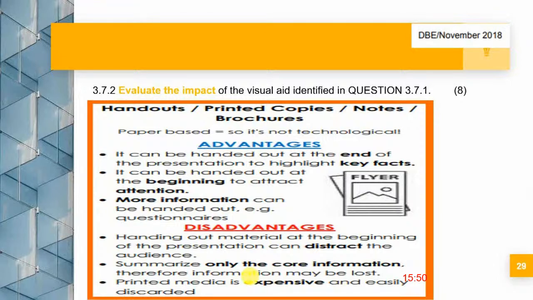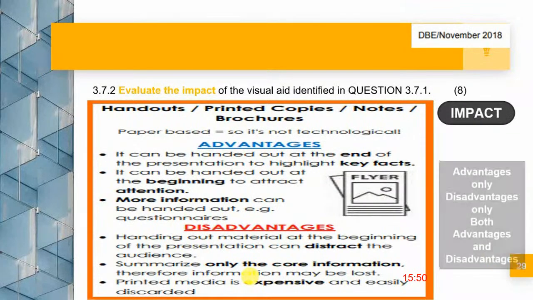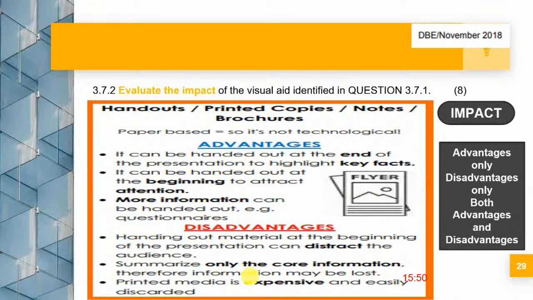Printed media is very expensive and some people just throw it away. All the teachers here know there are often days when you hand out a handout in class, and by the time the class leaves, some children have just left that handout on the desk, or even worse, on the floor. I mean, we've all experienced that. When we talk about the word impact, we just need to spend a second here. It's advantages only, disadvantages only, or both advantages and disadvantages.